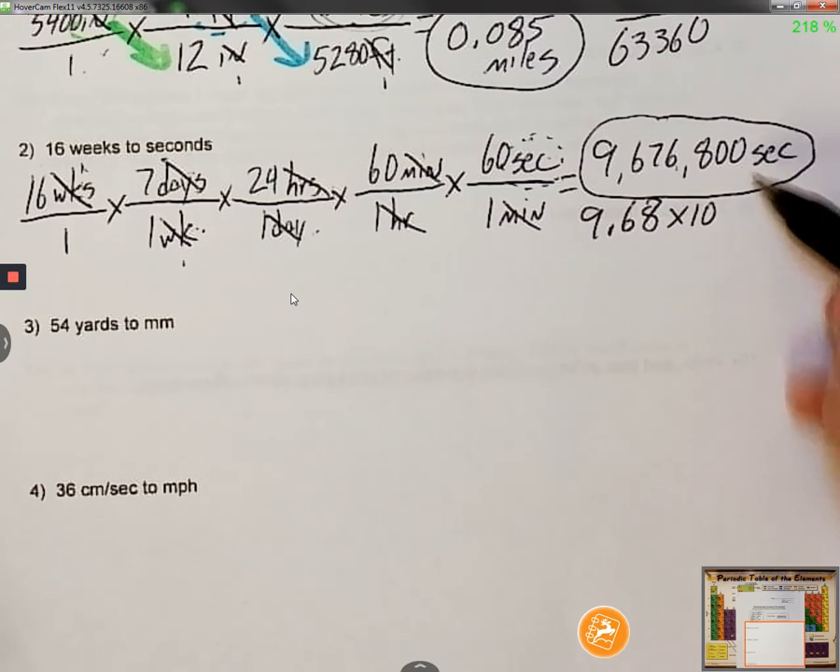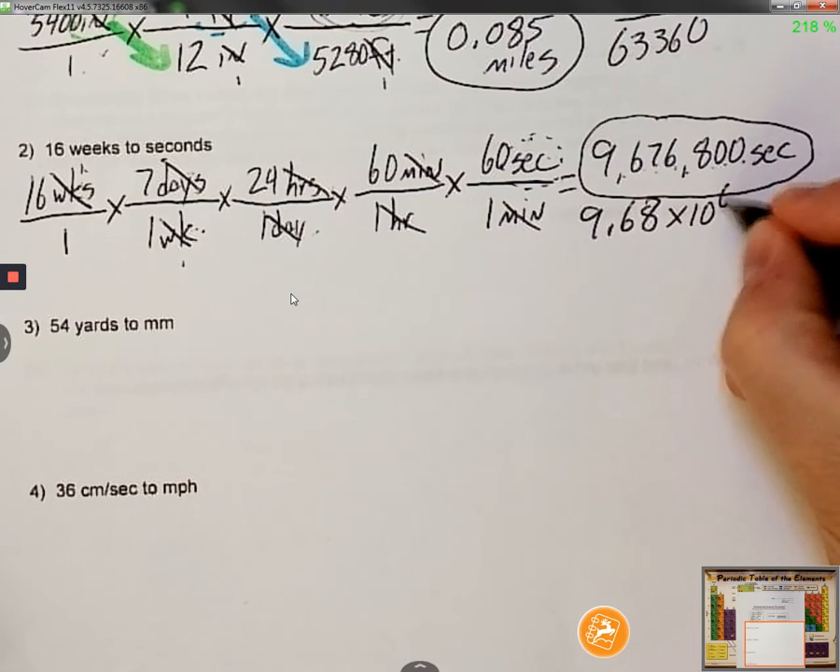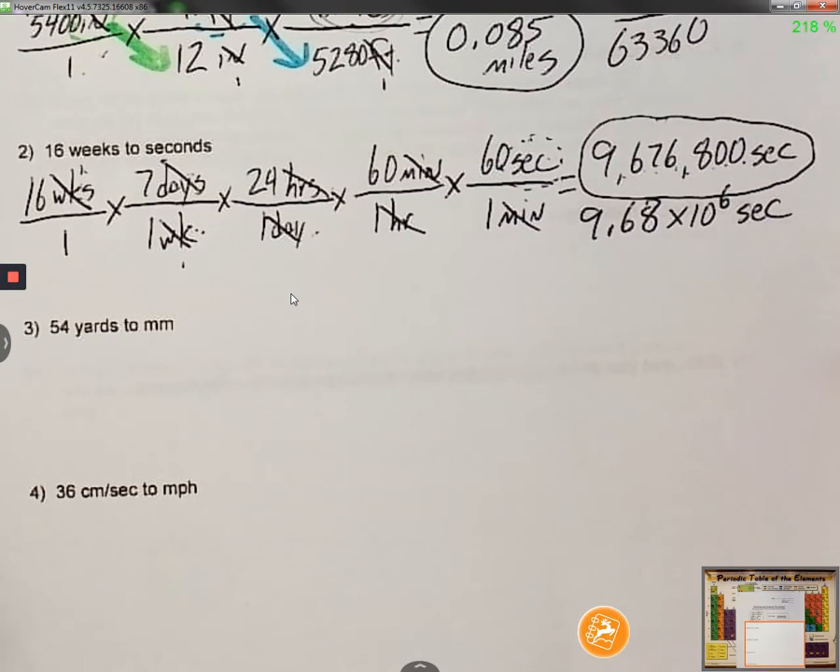How many times did I move that decimal? I went 1, 2, 3, 4, 5, 6. So times 10 to the 6th. It's pretty much the same thing. I know it's not an exact number, but when you're talking millions of seconds, what's a few 10,000? Statistically, it's not much when we're talking seconds.